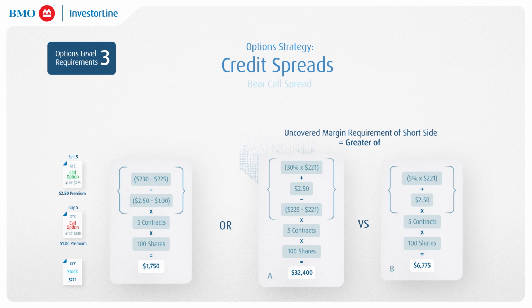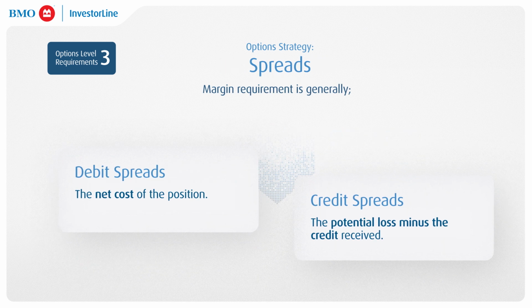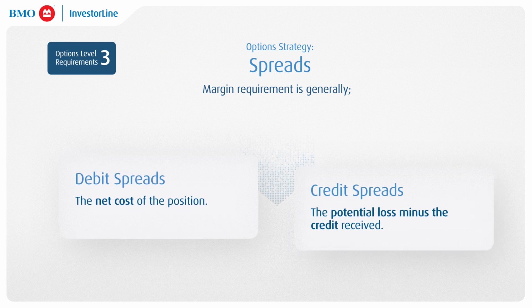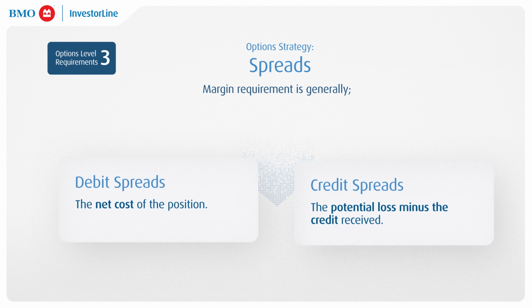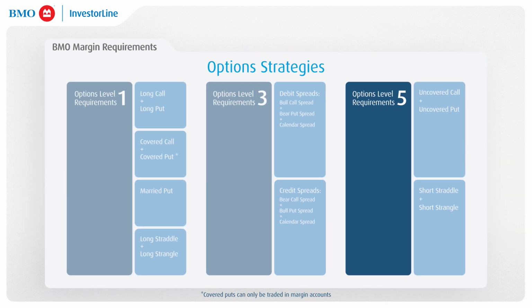Margin requirements for spreads vary based on the spread type. For debit spreads, the maximum loss is the amount paid for the spread, whereas credit spreads require margin for the maximum potential loss minus the credit received. Finally, let's now move to Options Level 5, which allows for the most advanced option strategies, including uncovered options.